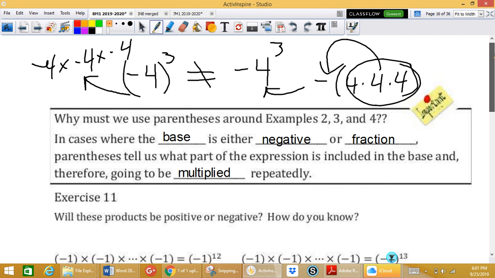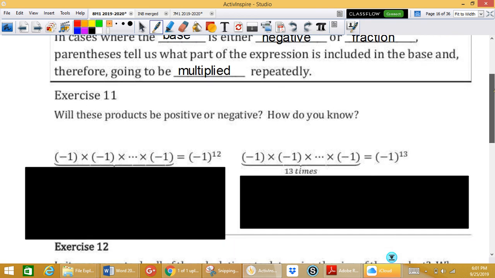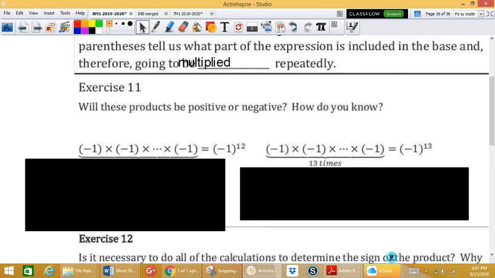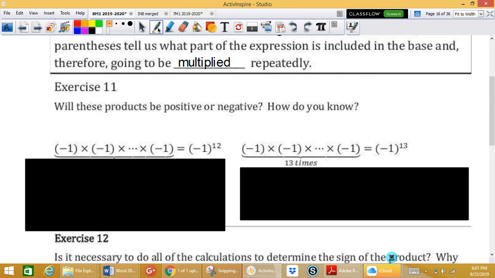Will these products be positive or negative, and how do you know? Well, I know that if I do a negative times a negative, that's going to be a positive. So if I do a negative times a negative times a negative, this will become a positive times a negative, and therefore being a negative.